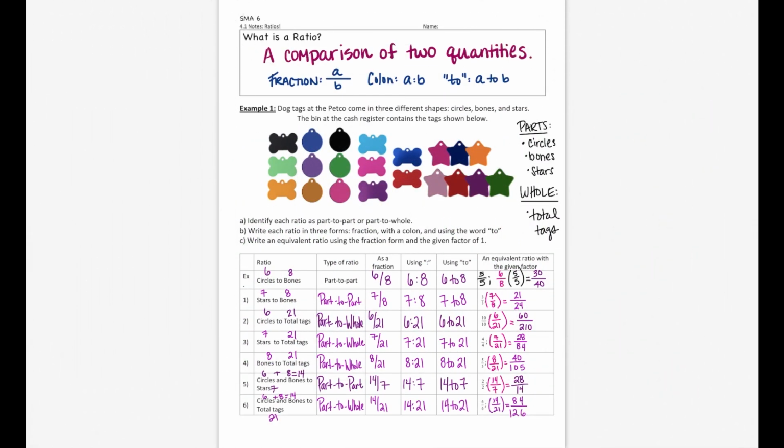So a ratio is a comparison of 2 quantities. We have our fraction, our colon, and the word "to". We made some equivalent ratios, and we identified part-to-part versus part-to-whole. So that's it for today's lesson.